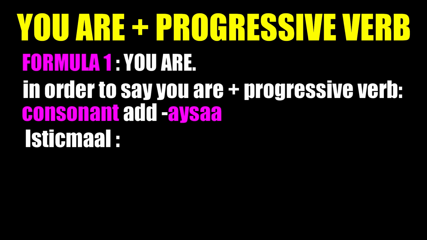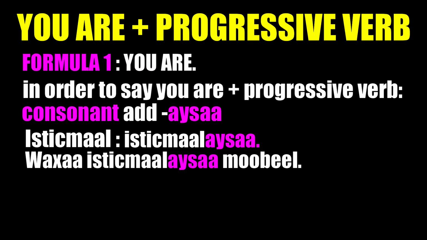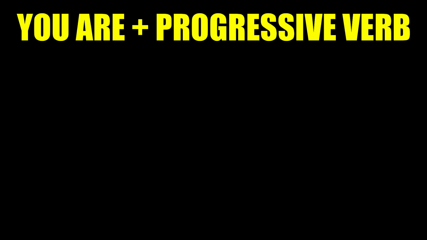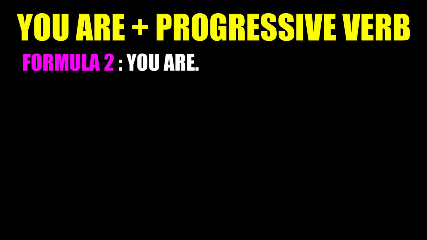Isticmaal, isticmaalaysa. Waxa isticmaalaysa mobile. You're using a phone or mobile. Qor, qoraysa. Waxa qoraysa book. You're writing a book. Formula or rule 2 is the same as the way we learned before.